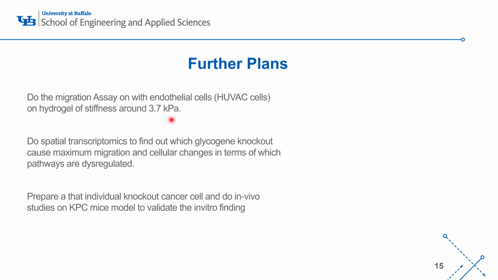And once we find the optimum conditions for proliferation and migration, we will use those conditions to do spatial transcriptomics, where we will find out which glycogenes cause maximum migration and their cellular changes in terms of the pathways that are dysregulated. Once we have these in vitro results, we will prepare individual knockouts of that cancer cell line and do in vivo studies on the KPC mouse model to validate the in vitro findings.